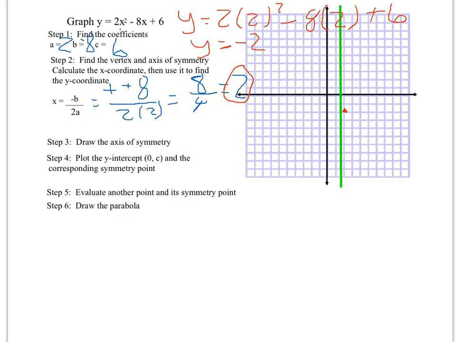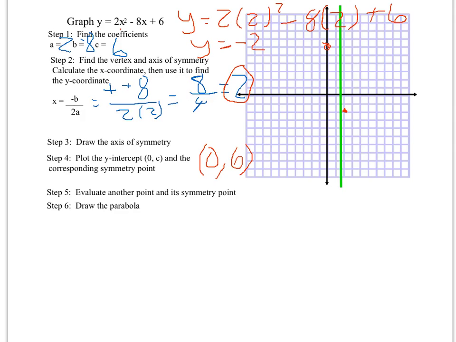So now it's just a matter of finding out this step 4, which is very simple. We have an automatic point at (0, c). So basically what that says is we can plug 0 in place of x, and we're going to get c as our answer coming out, so our y-coordinate is going to be 6. So we have a nice coordinate automatically at (0, 6), which should be right here.